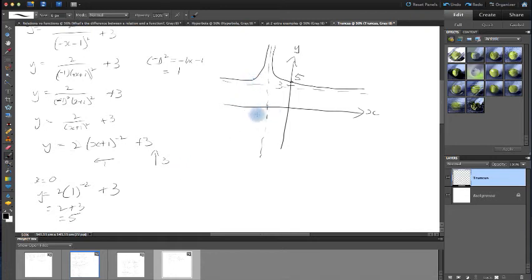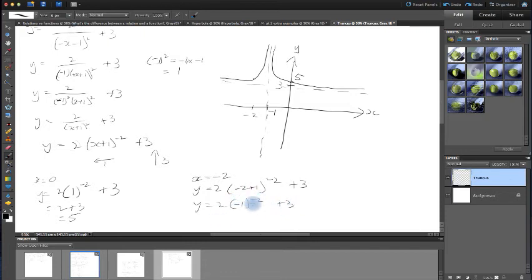Oops, I forgot to label a couple of things. So that is -1, and it goes up 3. Okay, so I'm going to put in the point -2 in x and see what I get. So x is -2. So y will then be 2 times -2 plus 1 to the power of -2, plus 3. So that's y equals 2. -2 plus 1 is -1. So that's -1 to the power -2 plus 3.